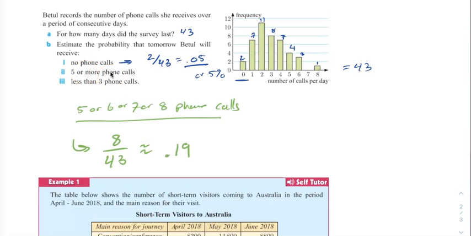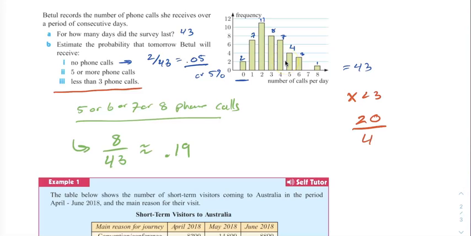And then the last one here, less than 3 phone calls. So she wants to get less than 3. Right? Again, it's how many days does she get less than 3? So here's 3. I want less than that. So it's going to be these guys. So 11 plus 17 plus 7, which is 18, plus 2 is 20. So 20 days she got less than 3 phone calls.